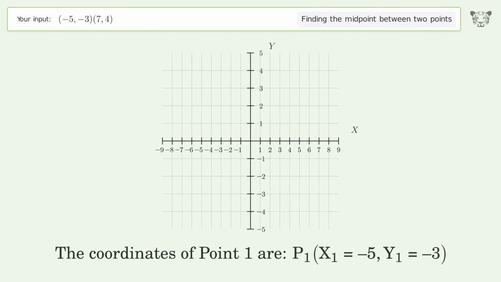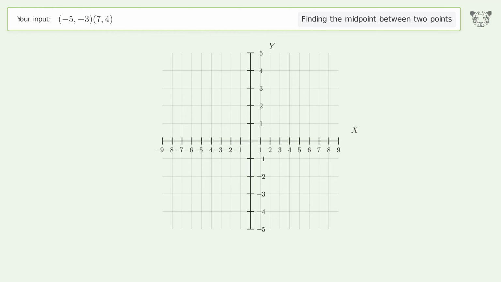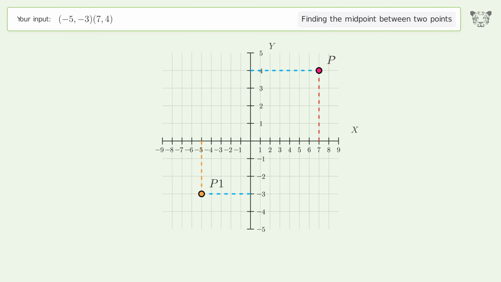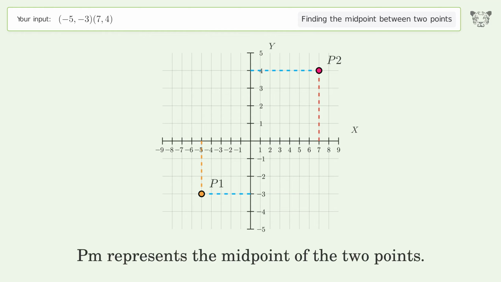The coordinates of point 1 are x1 equals -5, y1 equals -3. The coordinates of point 2 are x2 equals 7, y2 equals 4. PM represents the midpoint of the 2 points.